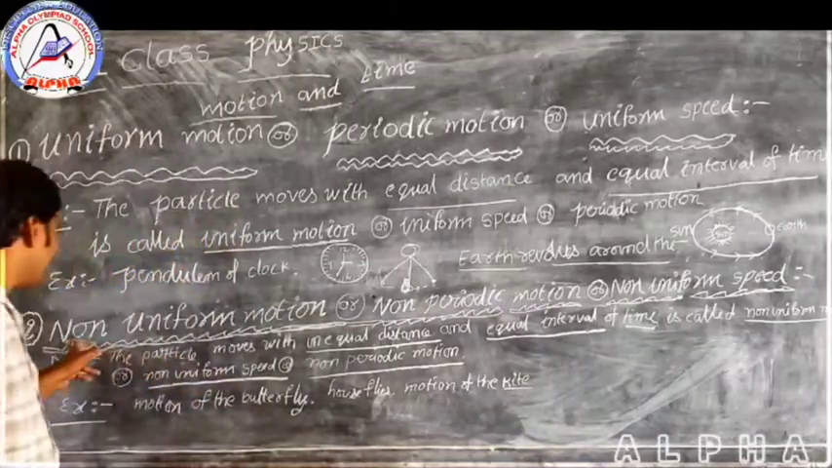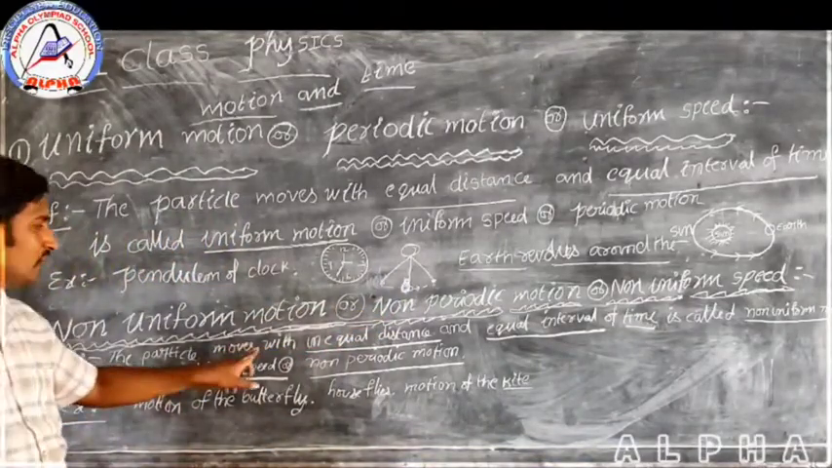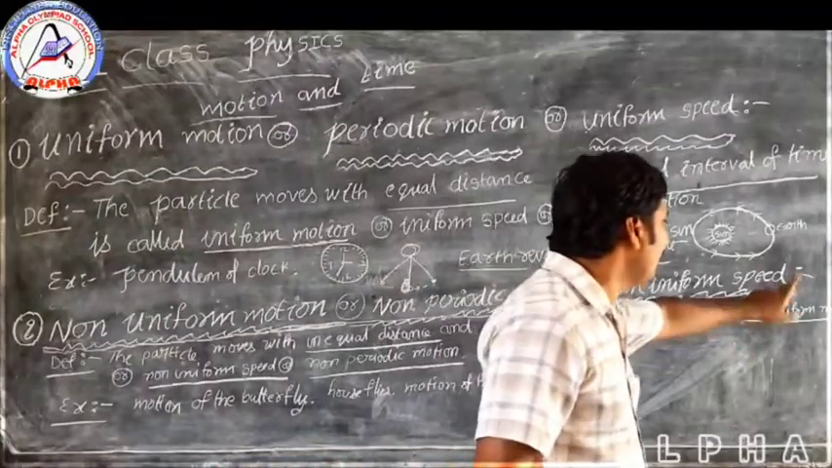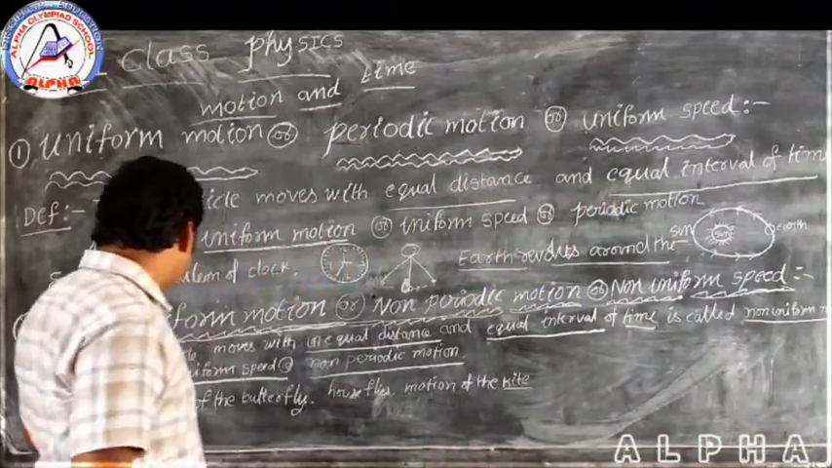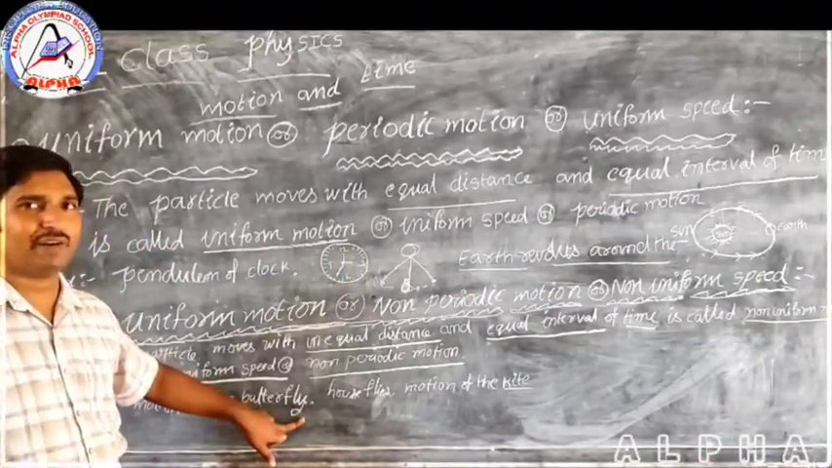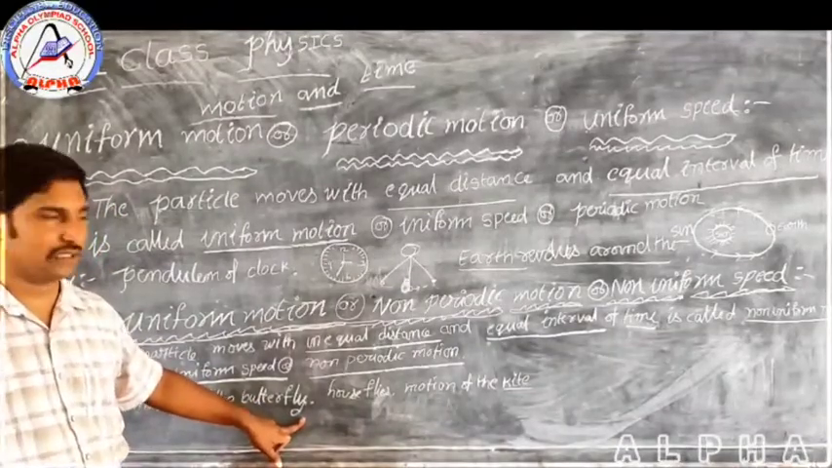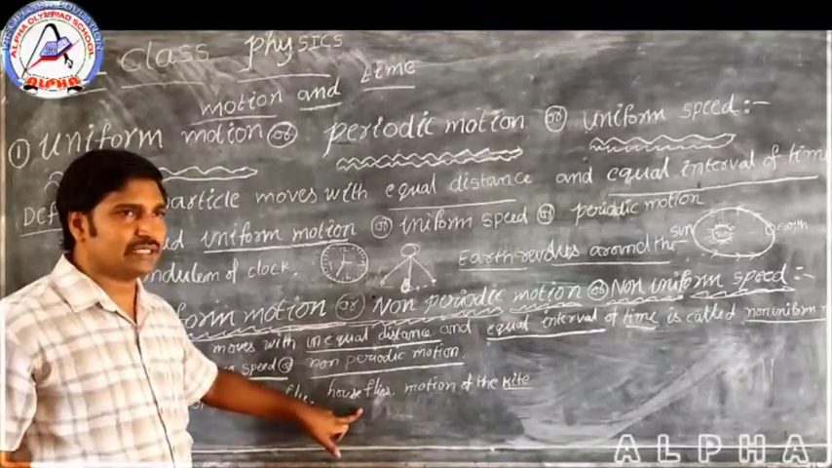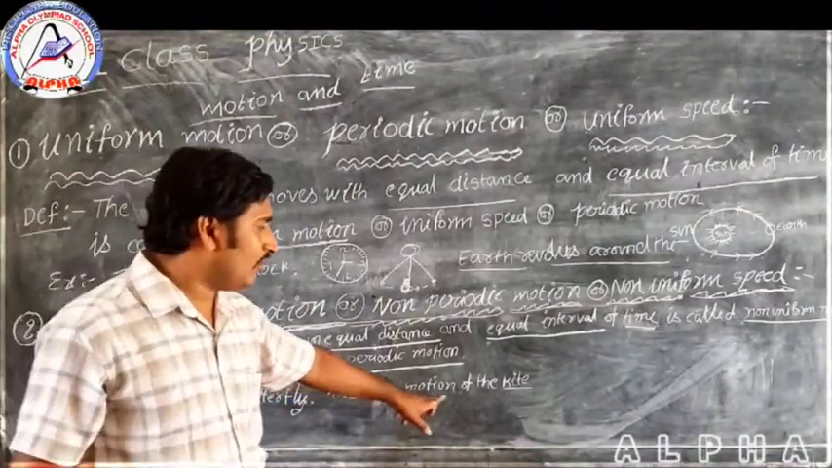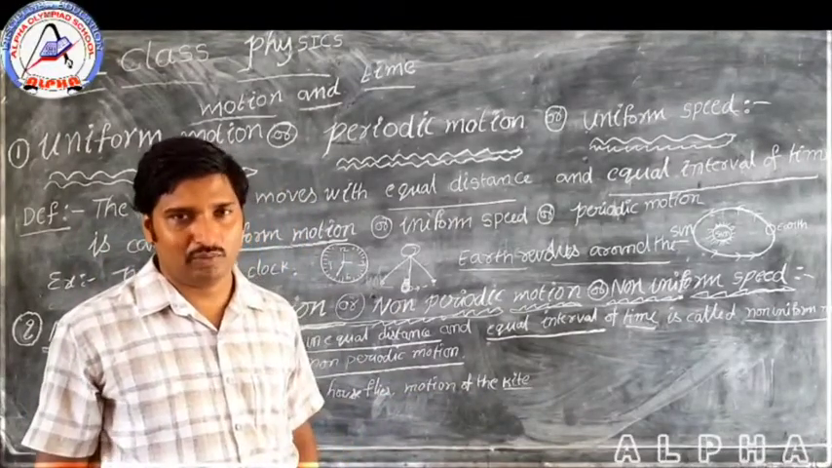So observe that non-uniform motion, non-periodic motion: the particles move with unequal distance in equal intervals of time. Examples: the motion of the butterfly, which moves in up and down directions, that means different directions. Houseflies and mosquitoes also show different motion. The motion of a kite in the atmosphere is different motion.